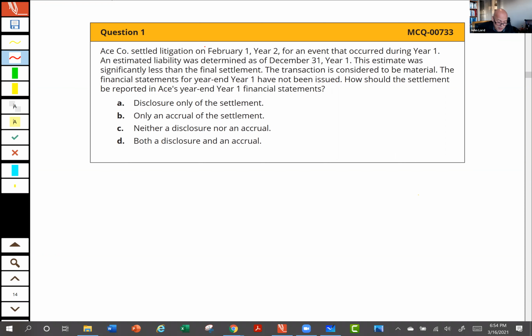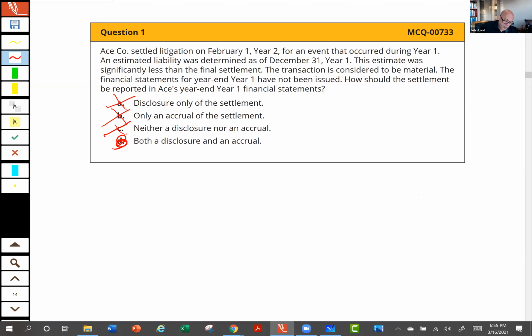But when we look at this, they tell us that they settled in year 2 for an event that occurred in year 1. They had made an estimate of a liability in year 1, so clearly the conditions existed at the balance sheet date. If you actually settle before you issue the financial statements, erase the estimate and put the actual settlement amount in. So you will make both a disclosure and an accrual. It's not disclosure only. You might have picked B because maybe I didn't make it clear enough that even if you make the accrual, you still have to disclose what you did.